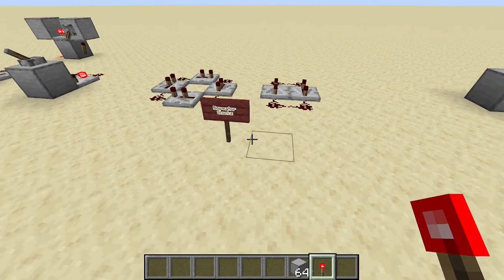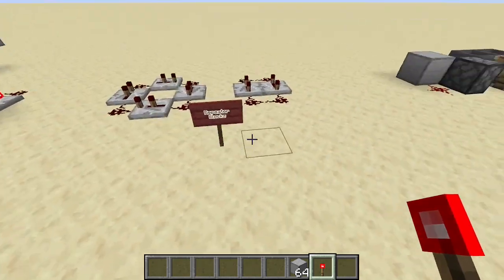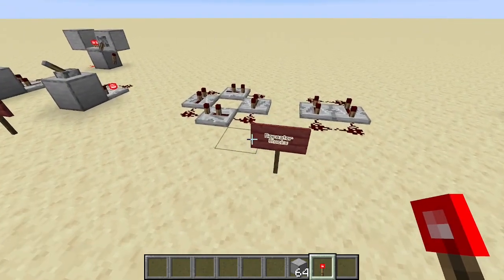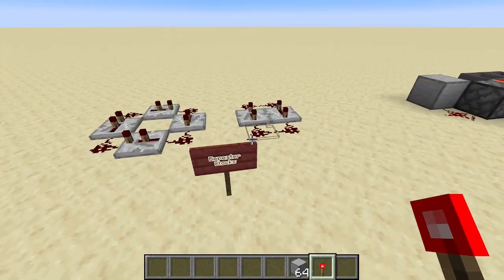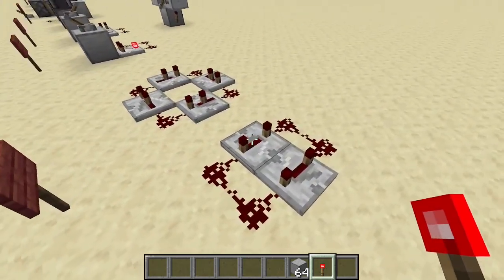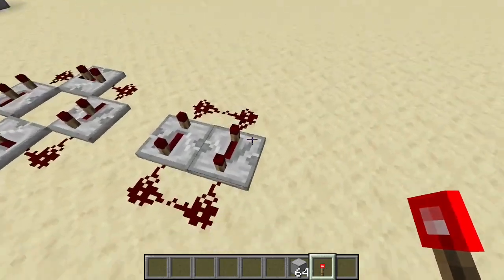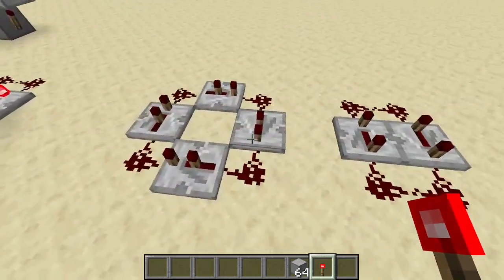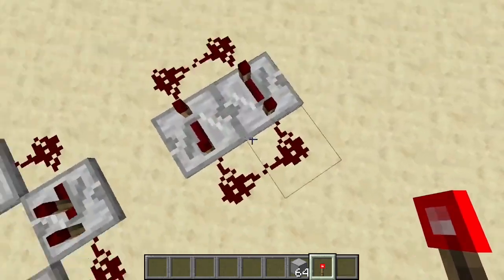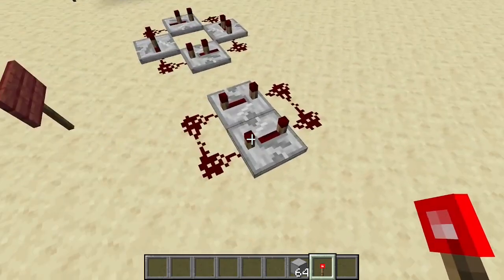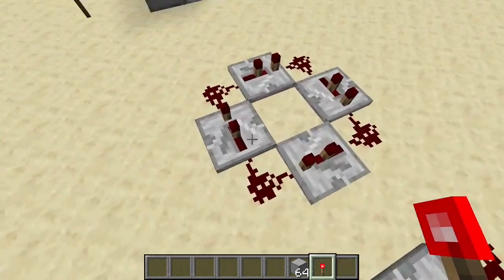All right, the next set of clocks here is going to require an outside power source to get it started, and that is going to be our basic repeater clocks. Now these are very simple, and the way they work is we have a repeater going to redstone, and it's just a loop. So we got two different versions here. This is going to be our simplest and most compact one, and then this is going to be a little bit bigger.